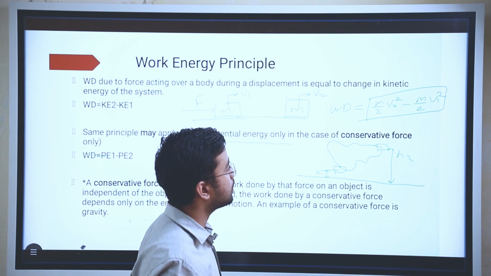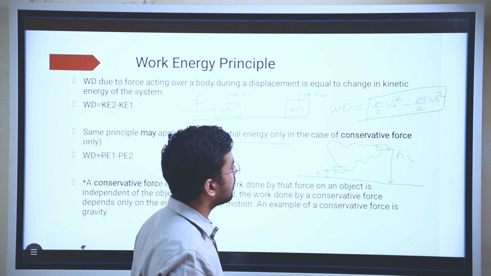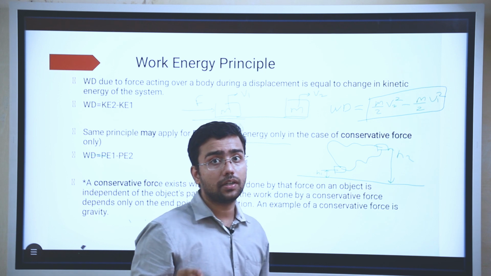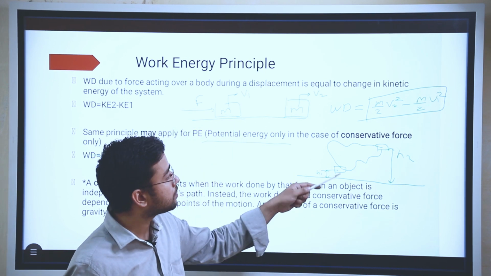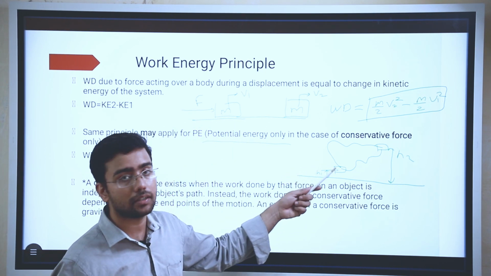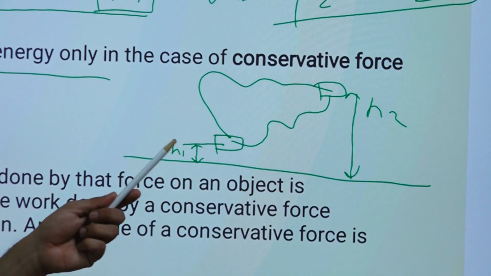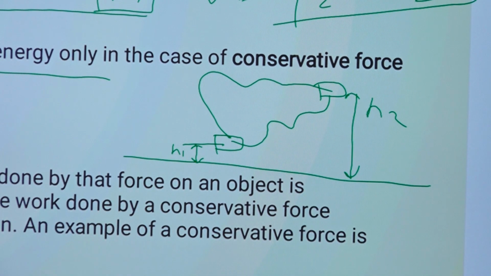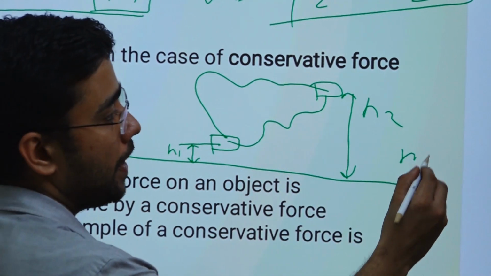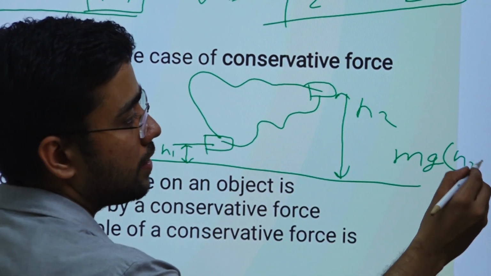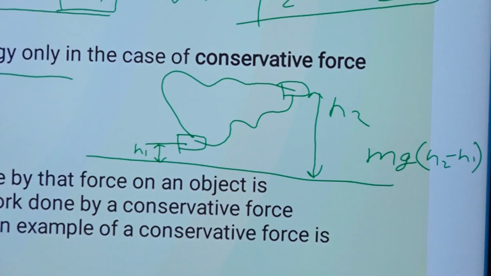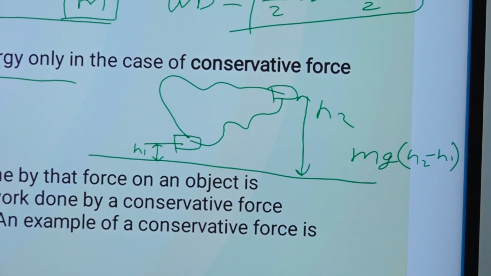Because work done is a point function, right? Work done because of gravity will always be the same. I am not talking about air drag or anything else, friction. Only the work done because of gravity, a conservative force, will always be equal to mg(h2 minus h1), right? So that is the meaning of this line.